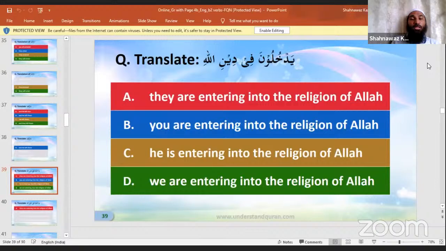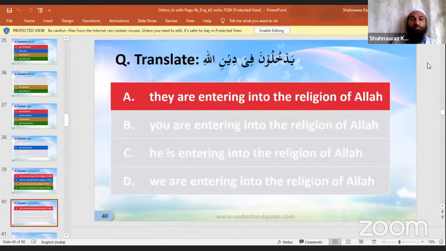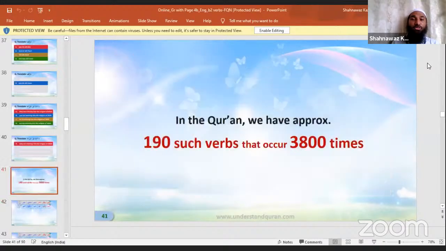Yadkhuluna, dakhala yadkhulu, yadkhuluna, they all enter. Fi dinillahi. Here Allah will be pronounced light, not heavy: dinillah. Yadkhuluna fi dinillah, they are entering in the religion of Allah. You are entering in the religion of Allah. He is entering in the religion of Allah. We are entering in the religion of Allah. So this yadkhuluna, we know, is third person plural. So they all are entering in the religion of Allah.